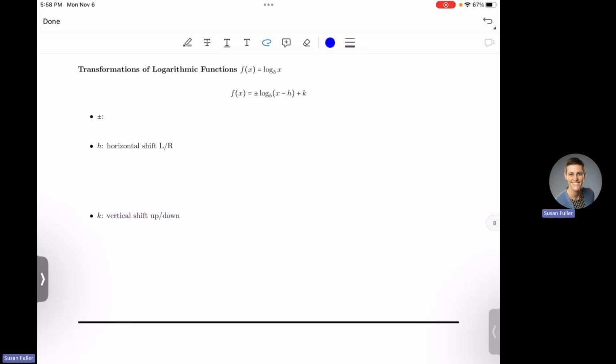So let's start with that plus or minus out front. If it's a plus, we're not even going to write it and we won't have any transformations there. But if we have a negative out front there, then we are going to have a reflection because it's a negative. And because it's outside of our log function out front, that means it's going to be a vertical reflection. So we're going to reflect this up and down over the x-axis.